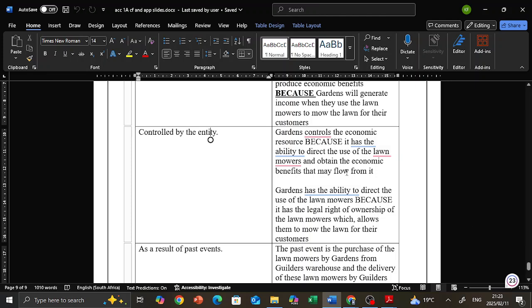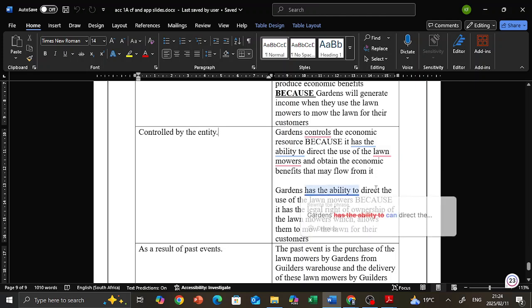Controlled by the entity. This is a template. If you answer your question with this terminology, the way I answered it, let's say the reporting entity was Focus Academy this time, and instead of a lawnmower, it's a truck. You just replace gardens and lawnmower. The rest, obviously the truck, you have to speak about what the truck does, how they direct the use. But please follow this template, okay?